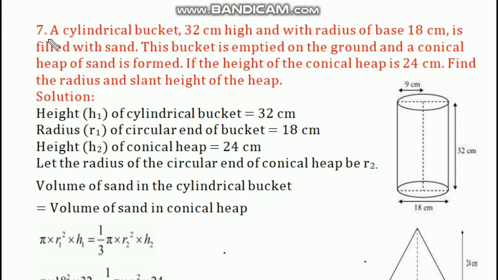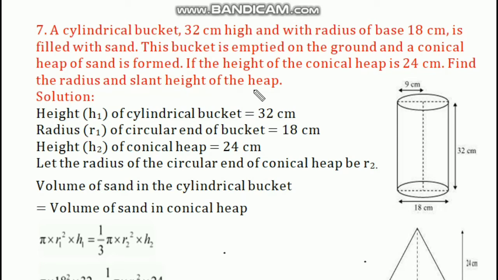Students, let's discuss exercise 13.3 seventh sum. A cylindrical bucket 32 centimeter high and with radius of base 18 centimeter is filled with sand. This bucket is emptied on the ground and a conical heap of sand is formed. If the height of the conical heap is 24 centimeter, find the radius and slant height of the heap.